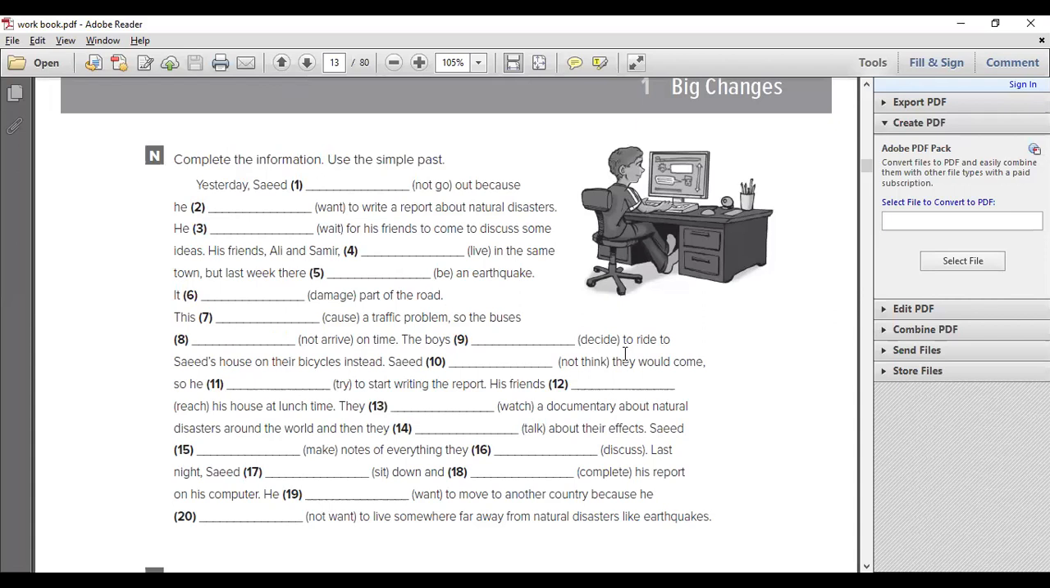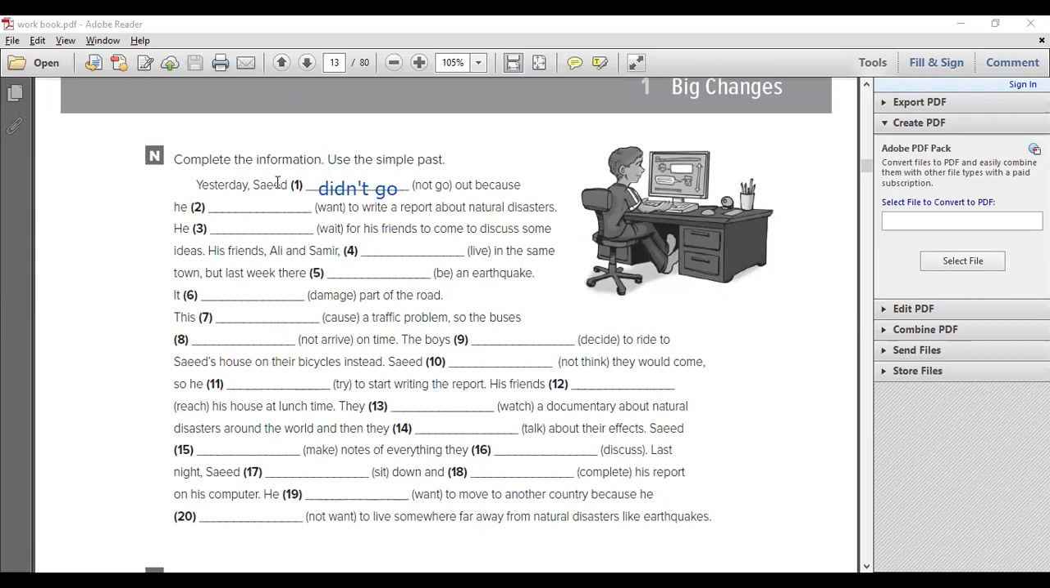Let's start. Raise your hand if you know the answer. Yesterday, Saeed, and you have not go out because. Remember, only past simple here. No other grammar, only past simple. So let's start. Yes, Sir Juri. What do you think? Not go. Did not. Excellent. Did not go. Yes, excellent. Did not go.